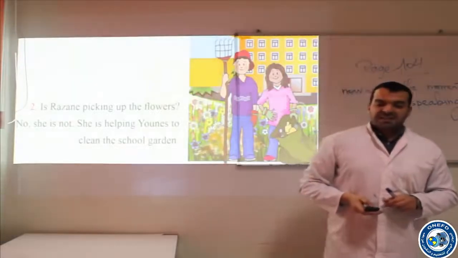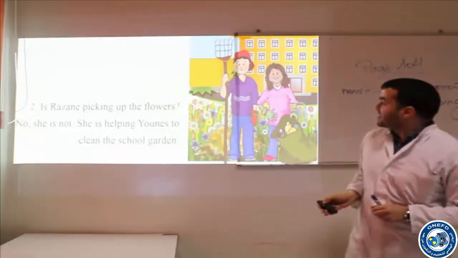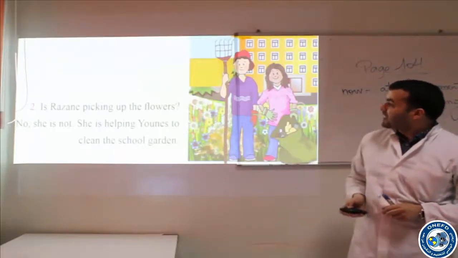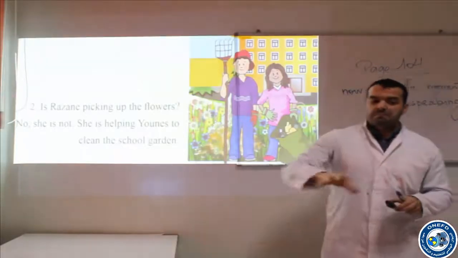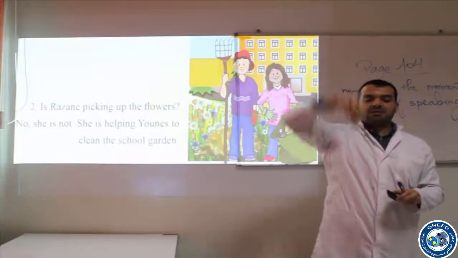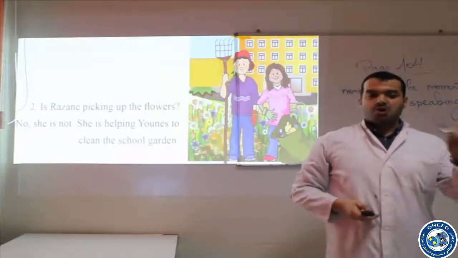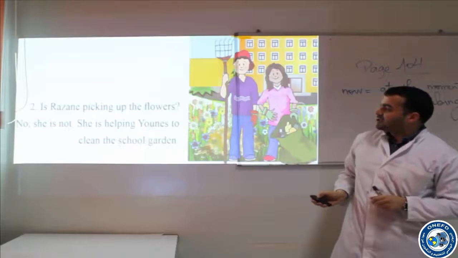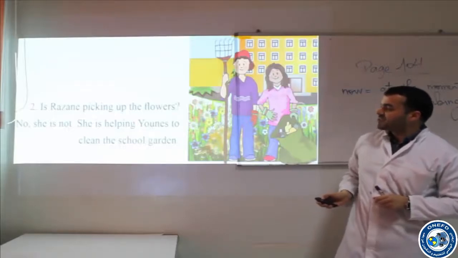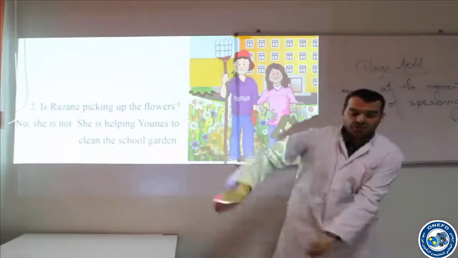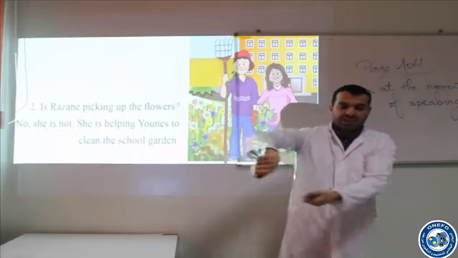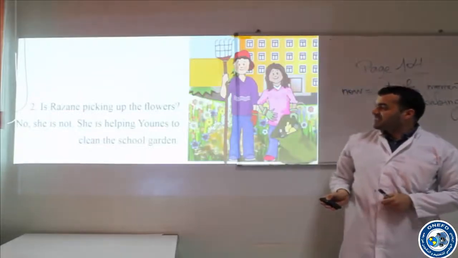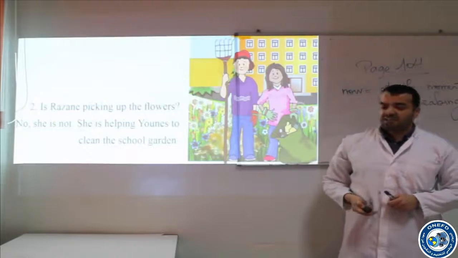Let's move on to the second picture. This is Yunus and this is Razan. Is Razan picking up the flowers? No, she is not. She is helping Yunus to clean the school garden. The verb to clean. I clean, for example, I clean the room. So, she is helping Yunus to clean the school garden.